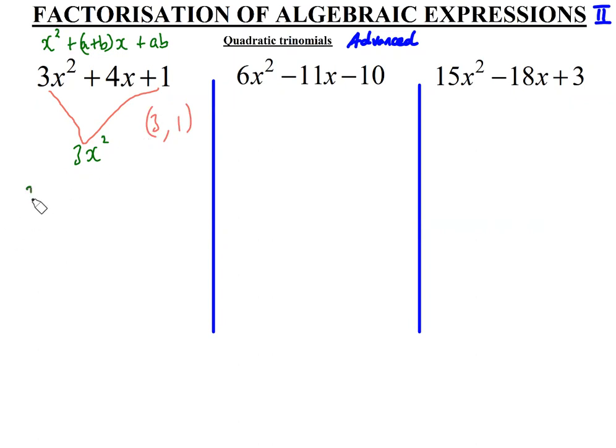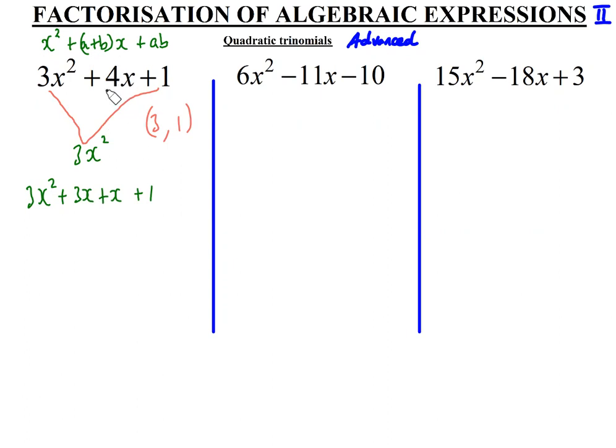We know that we're going to replace 4x with 3 and 1. So it's going to be 3x squared plus 3x plus x plus 1. Okay, that's what we do. Then here 3x plus x is going to give us 4x.